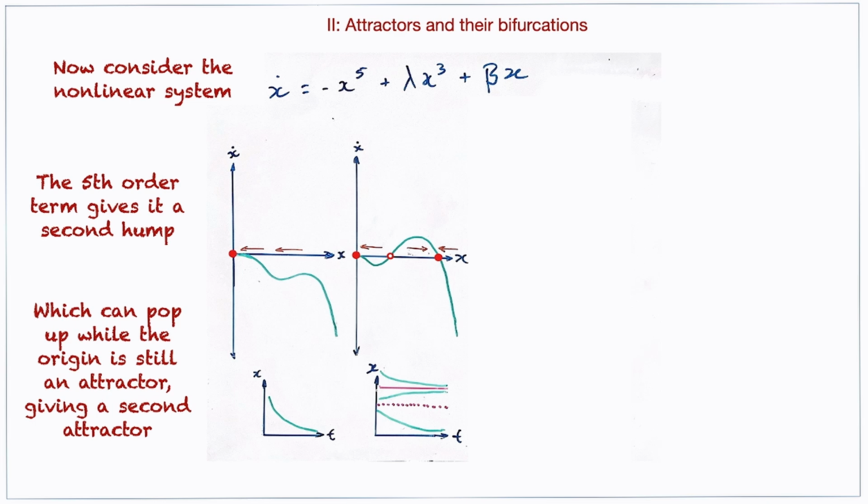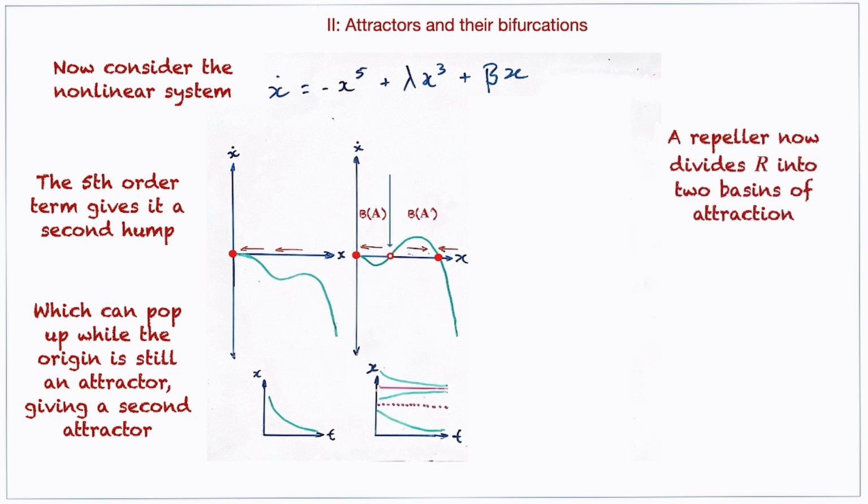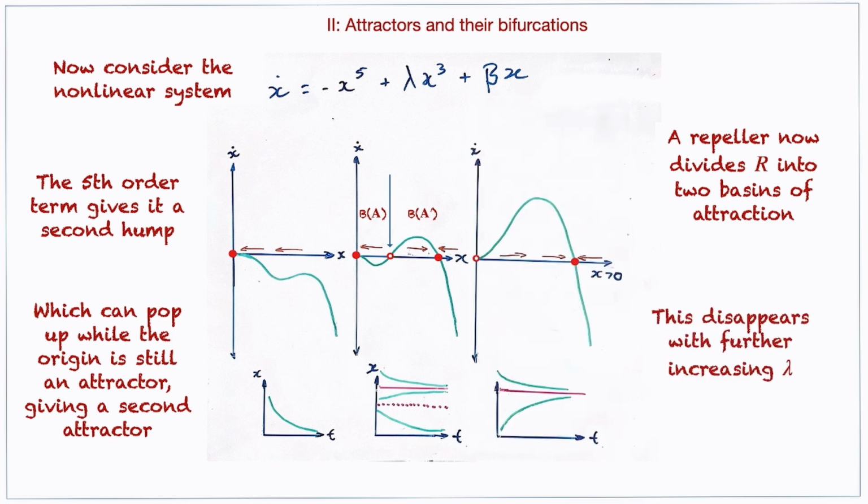So we can start... I've done it all low-tech style here, just to demonstrate you can do this without any computer. That's our repeller, that's our origin, that's plus or minus, I guess it's lambda to the 1/5 or something. So now we've got two basins, and we've got what we call a basin boundary in the middle with the blue arrow. If we increase further, this repeller disappears, and we get back to the other type of flow.